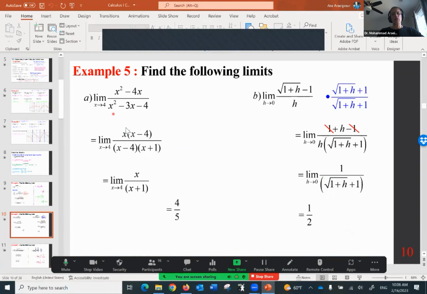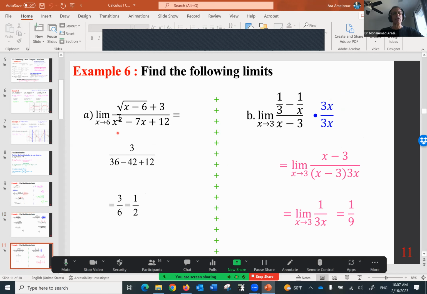In part A, we just plug in and we end up with 0 over 0, and the technique is factoring. Since x approaches 4, we should have a factor of x minus 4. We do, and we end up with 4 over 5. In part B, 0 over 0, the technique is to multiply and divide by the conjugate to come up with the answer.